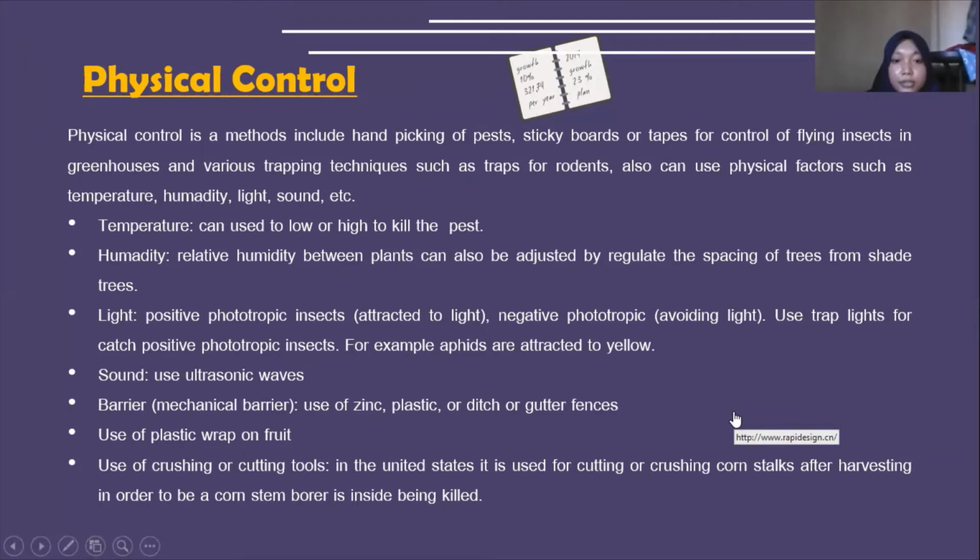In the United States, it is used for cutting and crushing corn stalks after harvesting in order to kill the corn stem borer inside being peeled.